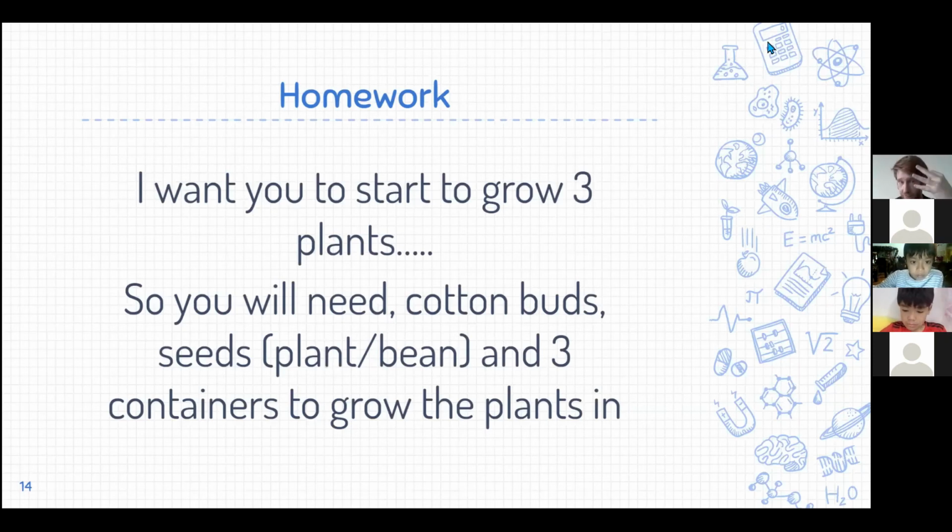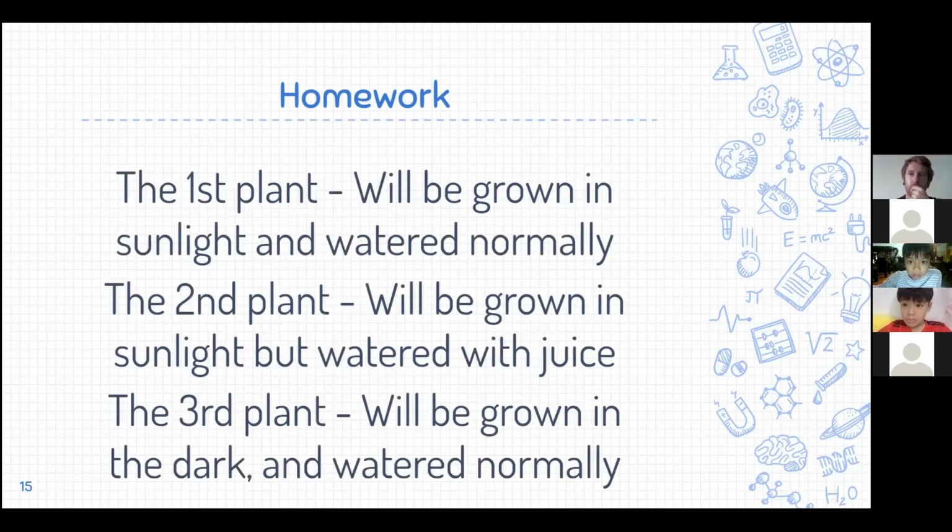What we need is 3 containers. We need cotton buds or tissue. You need seeds. You need water. You're also going to need juice, okay? Orange juice, apple juice, doesn't matter. The first plant, we're going to grow it in sunlight and water it normally. We're going to call this our control plant, okay?